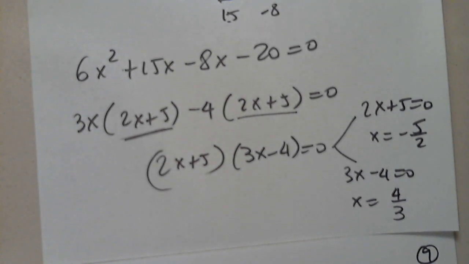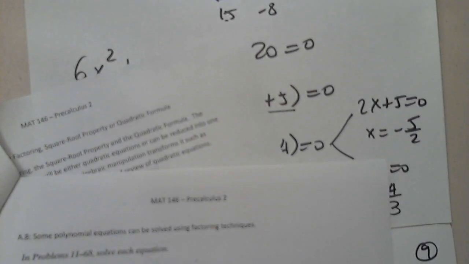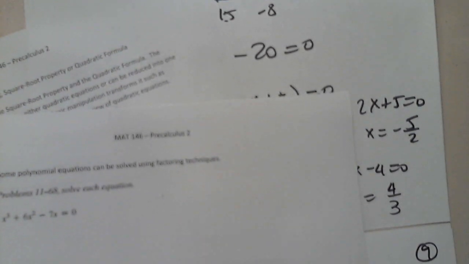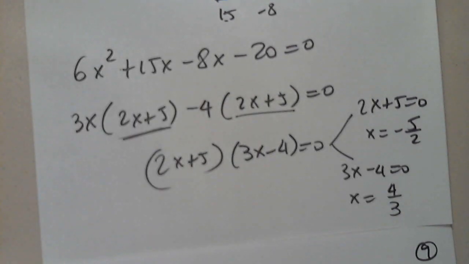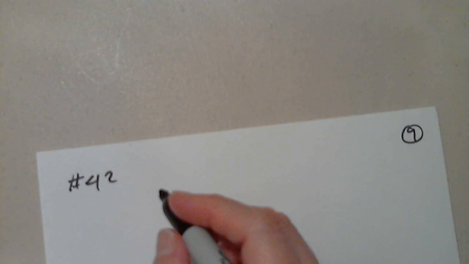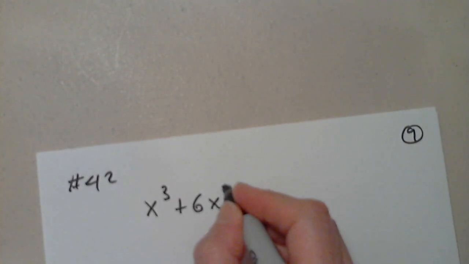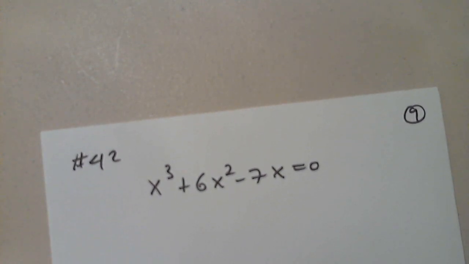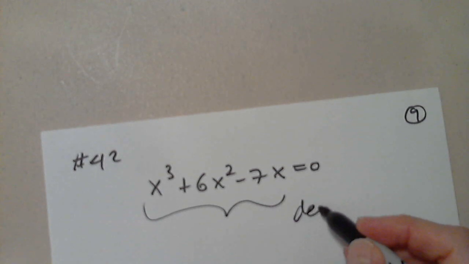There are two more problems from this section, and I would like us to work on at least one of them. You can work on the other for next time. I'll assign this or this. You choose. You want 42 or 44? Or I choose. Let me choose 42. So in 42 we are asked to solve the equation x to the third plus 6x squared minus 7x equals 0. It's an easy one. Can anyone give us the degree of this polynomial?